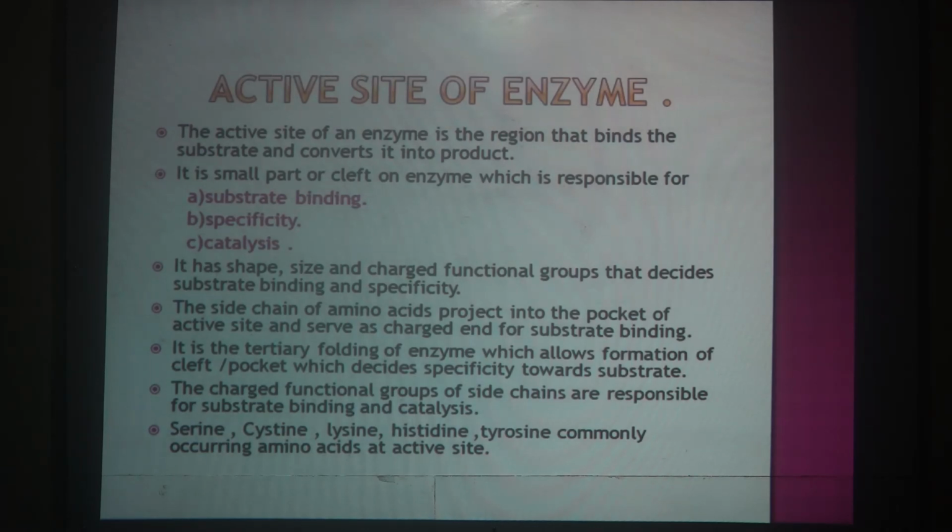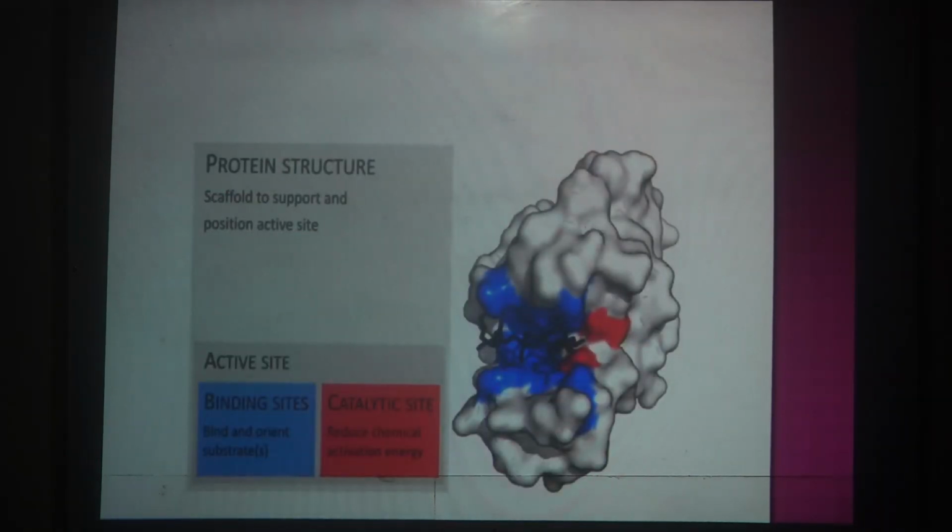Basically, what is meant by the active site? It is a pocket-like or cleft-like structure present on the enzyme where the substrate can bind and where catalysis actually occurs. It has a charge where the charged amino acids are present. Understood? Next, this is the structure of the active site. This is the holoenzyme, and this red color is the catalytic site and binding site.